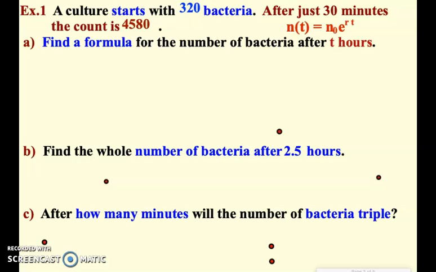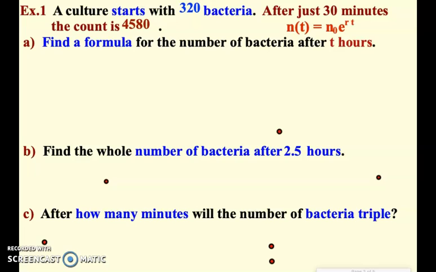So here's our first example. If you read it, it says a culture starts with 320 bacteria. After just 30 minutes, the count is 4,580. So clearly it is growing. You can see that starting with 320 going to 4,580. So you know it's going to be an exponential growth situation. Part A says find the formula for the number of bacteria after t hours.